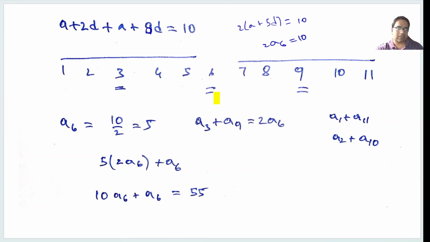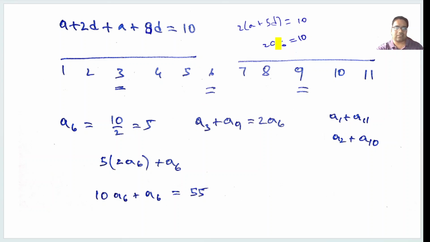The fifth term plus the seventh term is also 2 times the sixth term. The fourth term plus the eighth term is also 2 times the sixth term. The first plus the 11th is also 2 times the sixth term. Like this, because this is all in arithmetic progression, the middle one is the average of the ones which are equidistant from it.